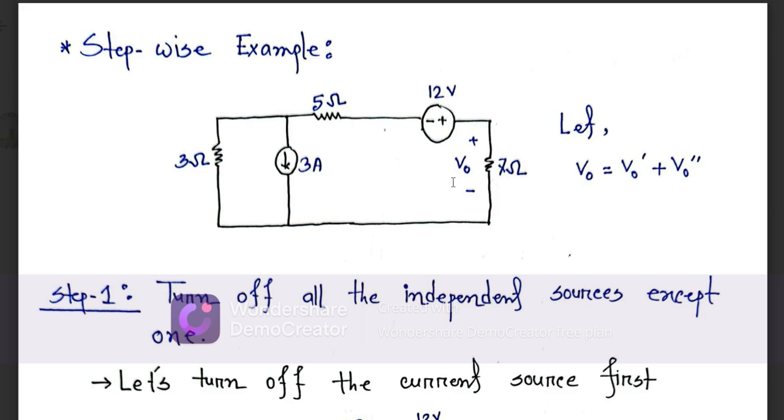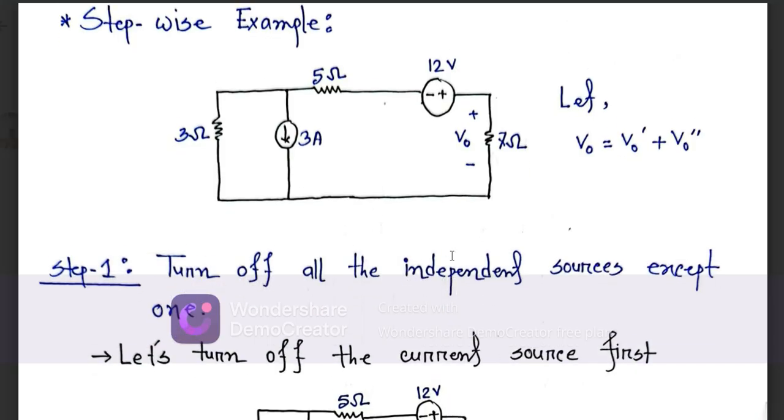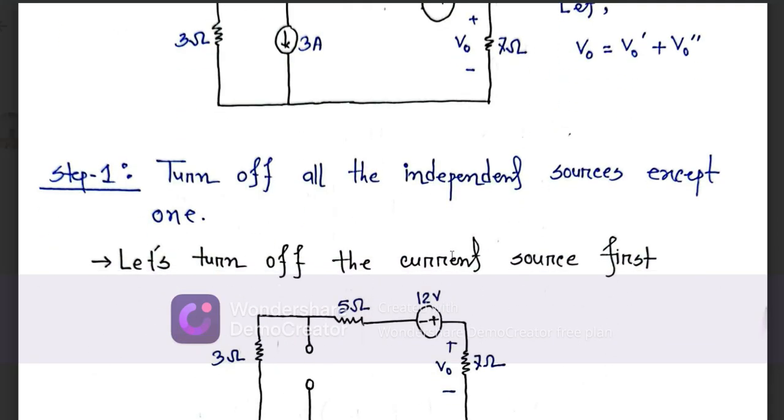So what we are saying is that for each of the single independent sources, the voltages are V naught prime and V naught double prime. So we need to first calculate these two entities. Then we can sum these two quantities and we will get the V naught. Step one is we need to turn off all the independent sources except one. So let's turn off the current source first.